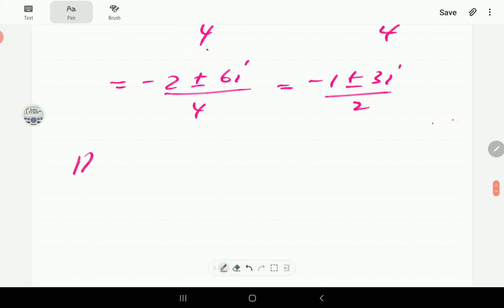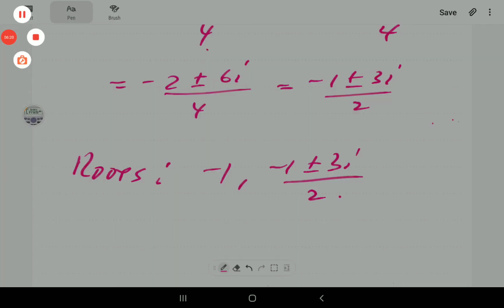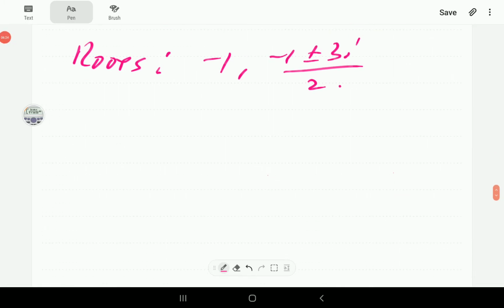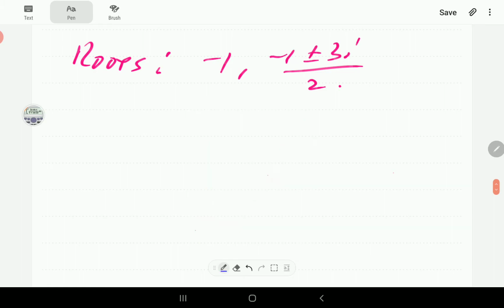So in summary, the roots of our equation are negative 1 and negative 1 plus or minus 3i all over 2. So that completes the first problem. The second problem is of degree 4, so this is possibly going to demand a bit more work from us.